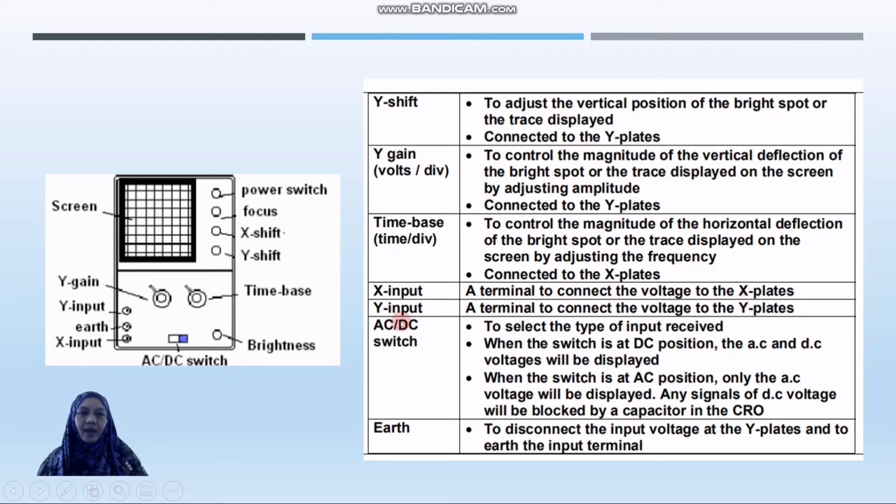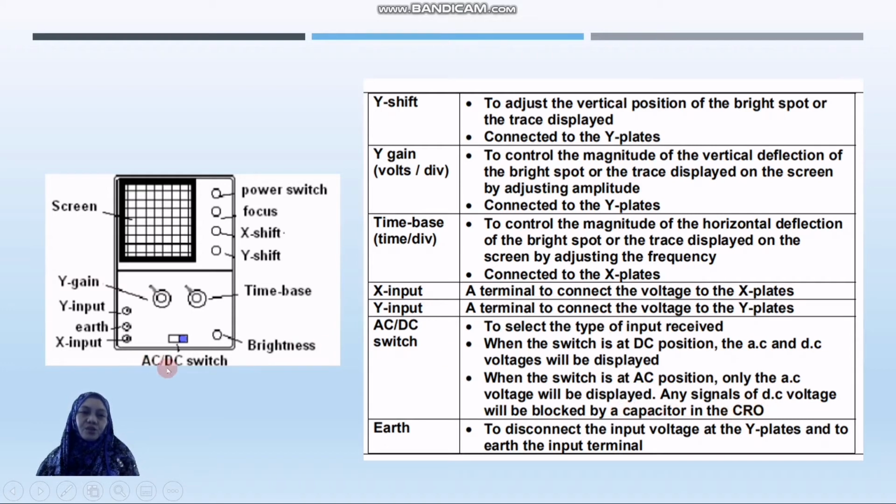And we have the AC and DC switch. This switch is used to select what type of input is connected to the device. When the switch is in the DC position, AC and DC voltage will be displayed. When the switch is at the AC position, only the AC voltage will be displayed on the screen. Any DC voltage will be blocked by a capacitor in the CRO.